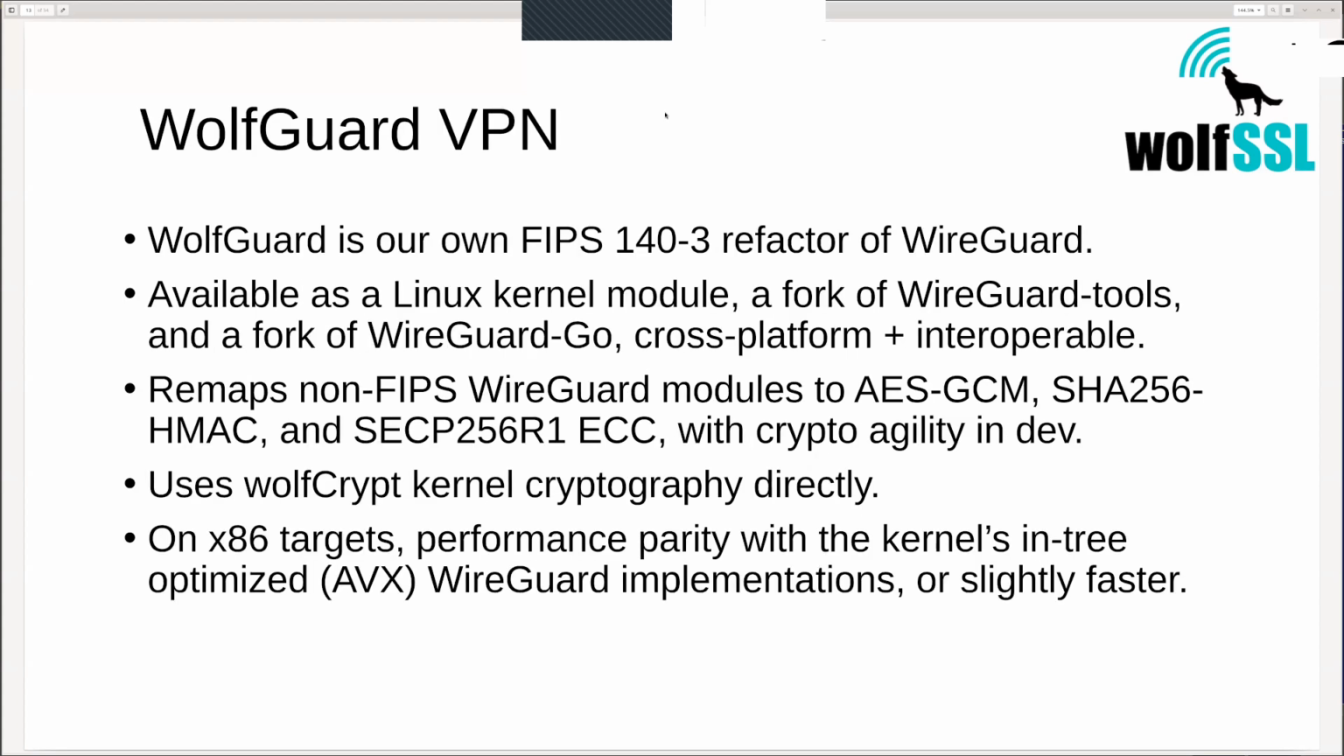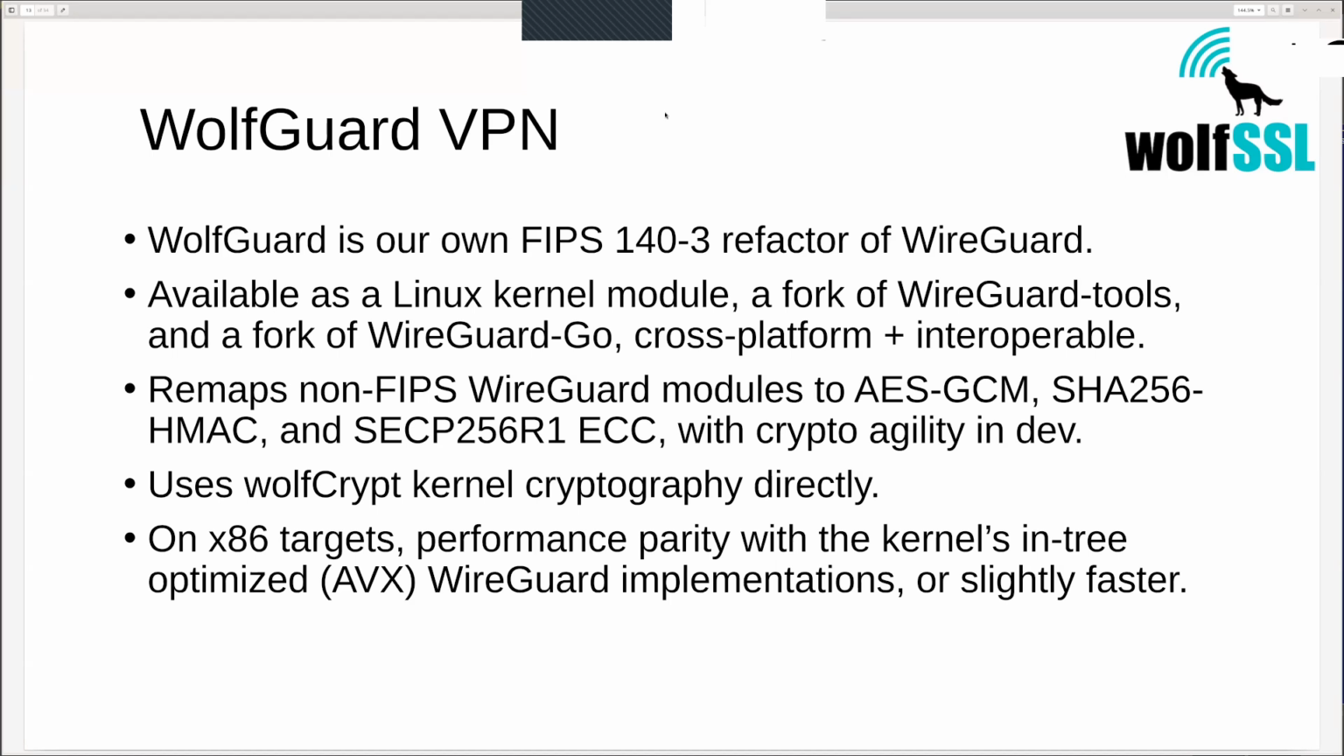And you might say we buried the lead here. We now have our own VPN offering, which is a fork of WireGuard. We load as a second Linux kernel module that directly calls into our cryptographic kernel module, and it implements the WireGuard protocol, but with FIPS algorithm substitution. So we call it WolfGuard.